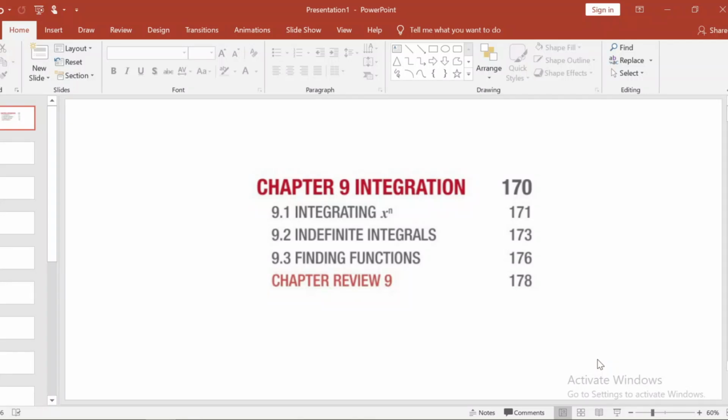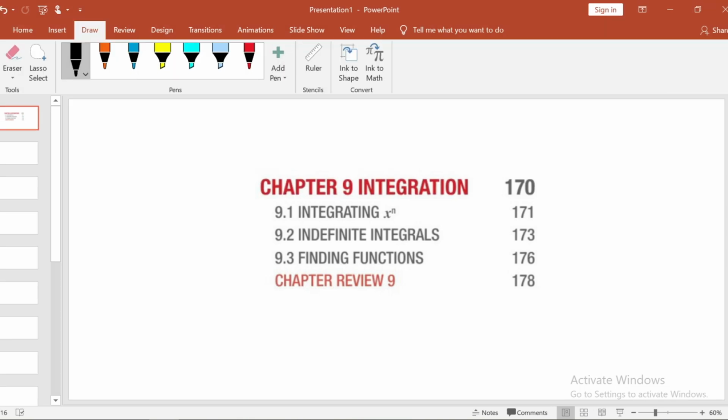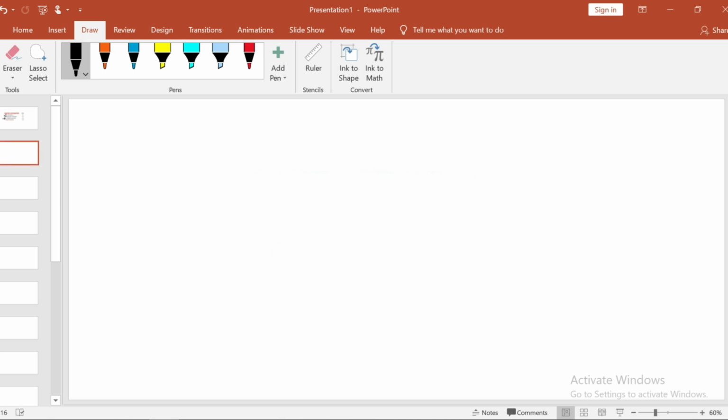Yes, sir. Okay. So in integration, we have completed the first two topics, 9.1 and 9.2. We are going to start finding functions. But before that, I'm going to explain why we add plus c when we integrate. Okay. So I want you to pay attention closely.